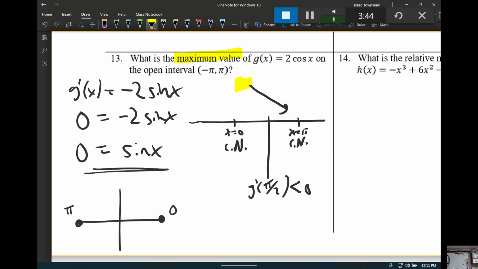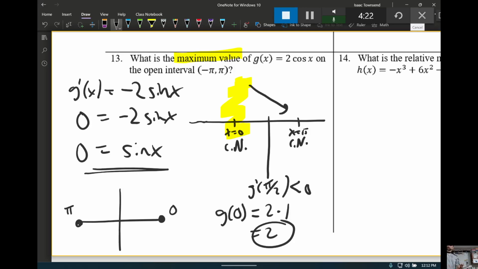Oh, well, okay, I just fell into the trap that I tried to warn you about on the other questions. So it is at x equals 0 that there's a max, but 0 is not the answer. 0 is where the answer occurs. 0 is not the value. 0 is where the max value occurs. So I need to plug 0 into the function. 2 times the cosine of 0, so the max value would be 2. That's what they did.